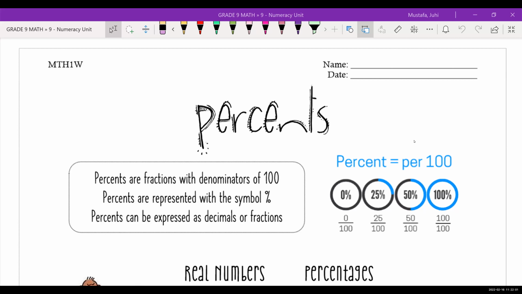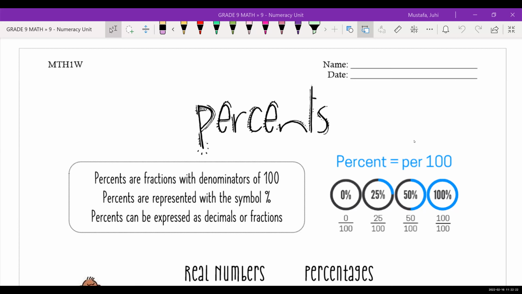All right. Today we are going to be learning about percents. Let's read the formal definition of a percent before we get into our calculations. So percents are actually just fractions, except percents are always out of 100. So our denominator for a percent will always be out of 100.